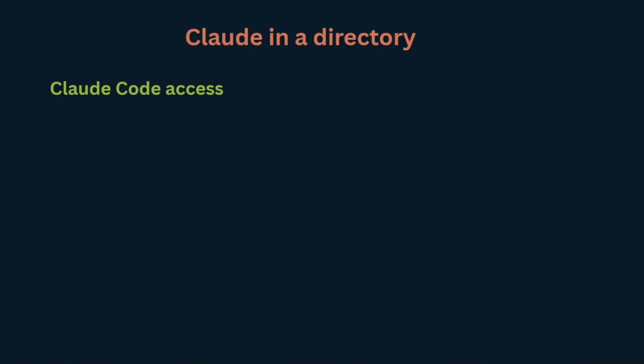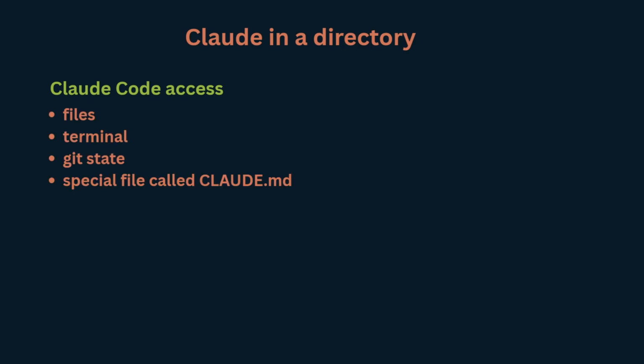Now we're going to move on to Claude in a directory. So Claude gets access to files, terminal, git state, and a special file called claude.md. Files are your directory. Terminal is the exact point in your directory where commands can execute. And git state is something that lets it keep a snapshot of your code while working on your code.